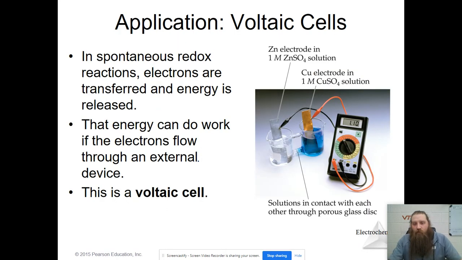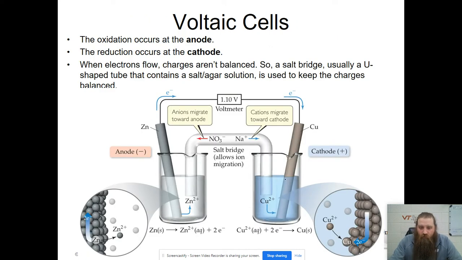Now, there's a lot of different ways you can set it up. You can see it here. They have this porous glass disc, which allows the ions to move back and forth. You can set it up with a salt bridge. You can set it up with a glass disc. If you're making a battery, which we'll talk about in the second video, batteries sometimes use porous fabric. Whatever it is that you use, it just has to allow ions to move back and forth through the solution.